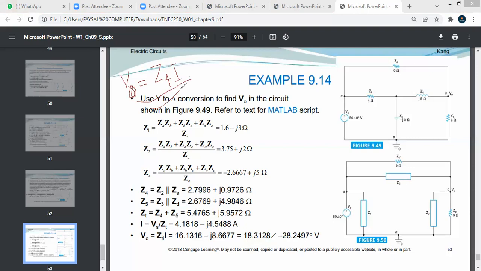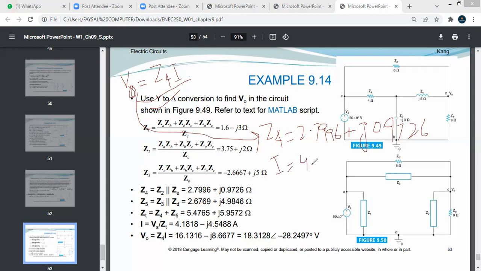So again, V naught equals Z4 into the value of current. I have to elaborate here: the value of Z4 equals 2.7996 plus j polar value 0.9726, and then the value of I. The I value is 4.1818 minus j 4.5488.